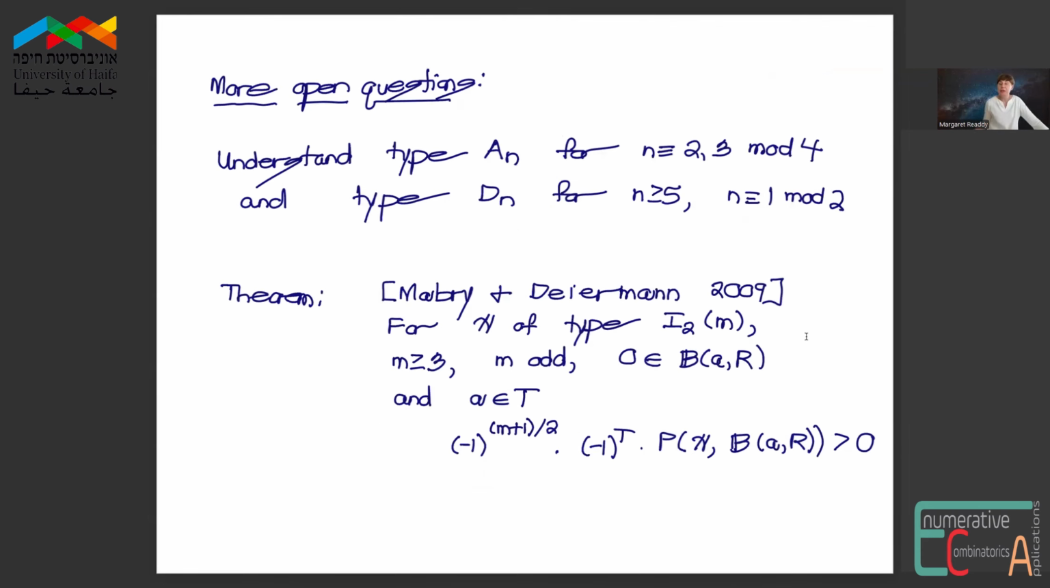More open questions, understand type A_n when n is congruent to 2 or 3 mod 4, and type D_n in certain cases. So Marbury and Dyerman showed, again, that you don't have this pizza sharing theorem. And so they actually showed this result. So let me say something. What does this mean?